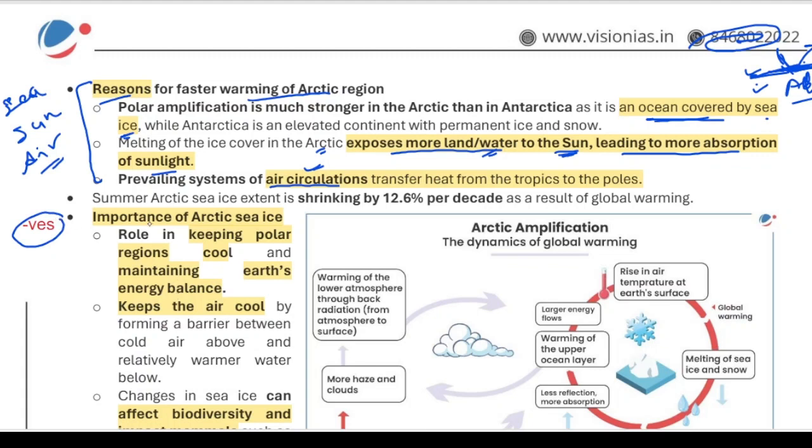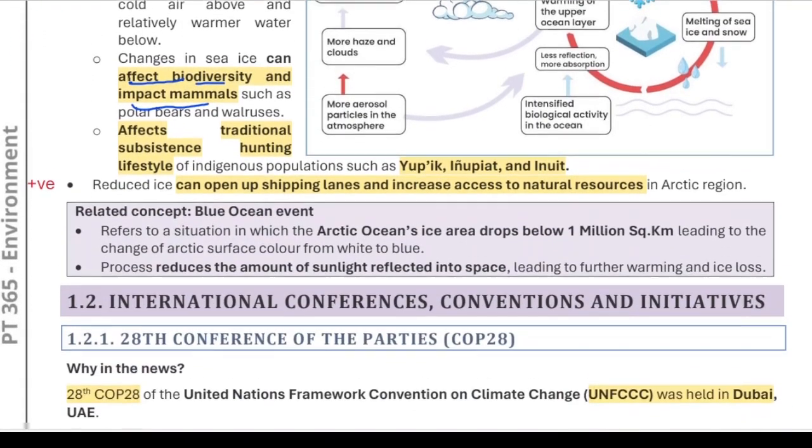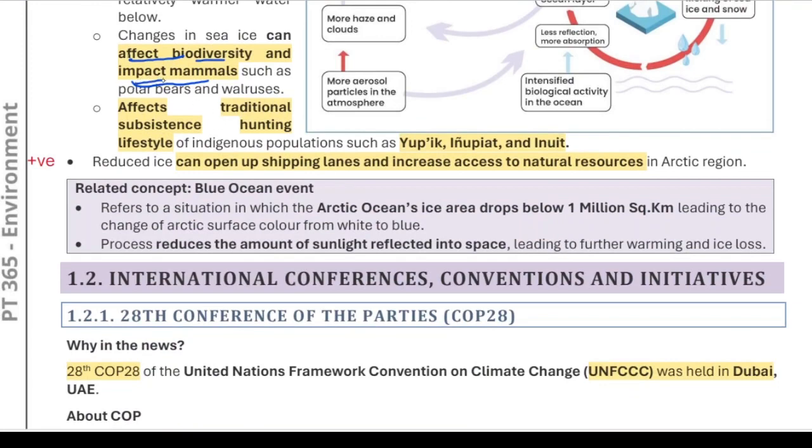Now, what are the negatives of Arctic amplification? Importance of Arctic sea ice. What is the importance of this Arctic sea ice? The Arctic sea ice, as in the Antarctic region, maintains the Earth's energy balance and keeps the air cool. It affects biodiversity and impacts mammals. Mammals also form part of the Arctic region, and they can survive only in a certain temperature range. So when the Arctic keeps on heating, the temperature will get affected and hence marine mammals will also be affected. Some people are also traditional hunters and gatherers, so their lifestyle will also get affected.